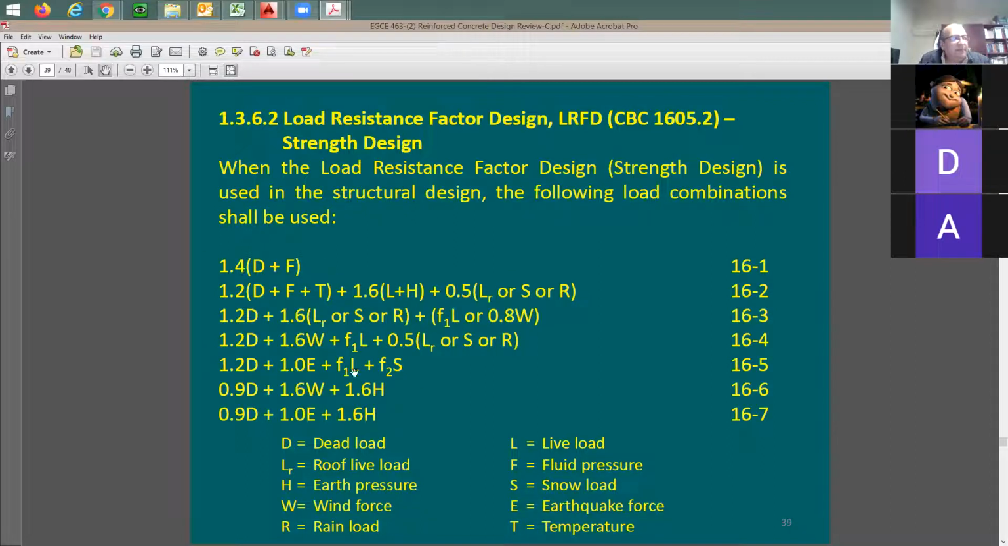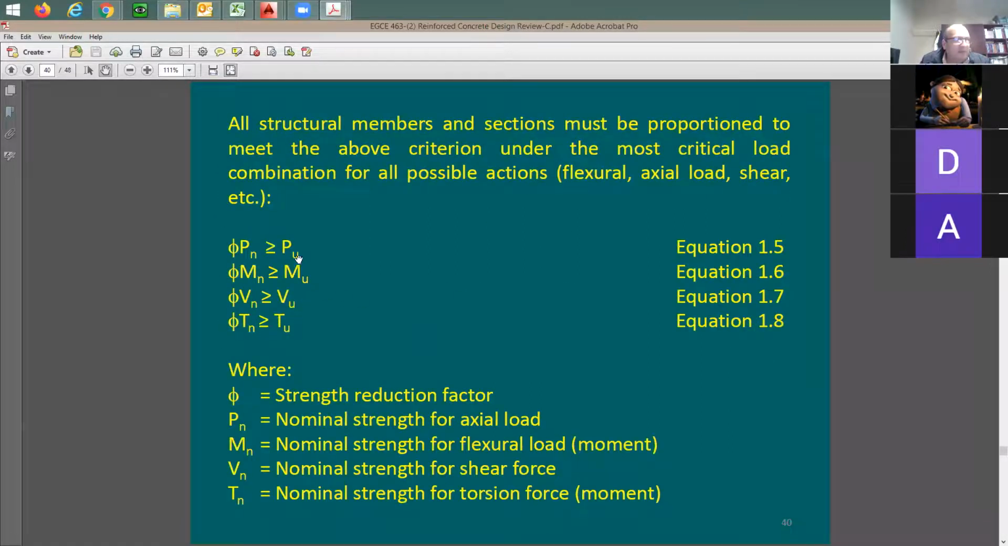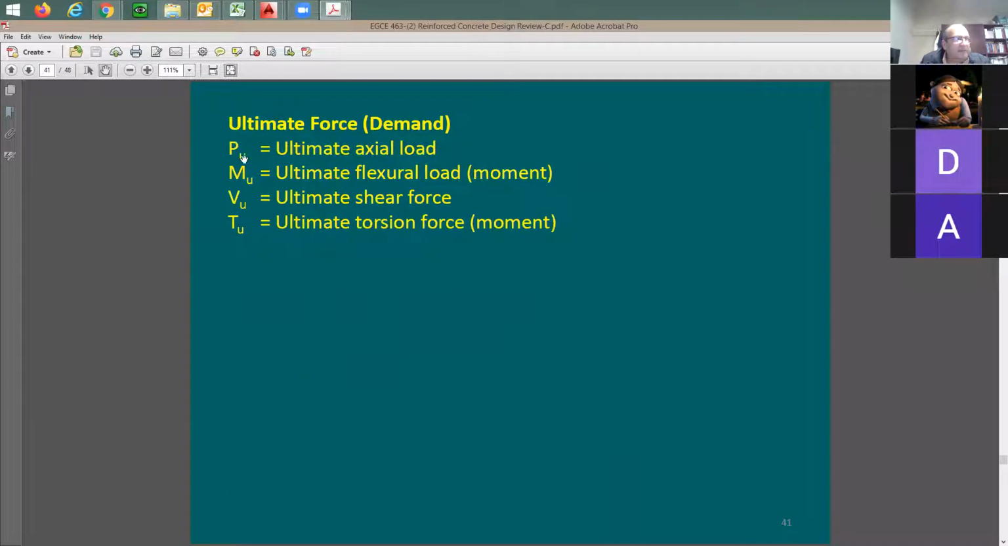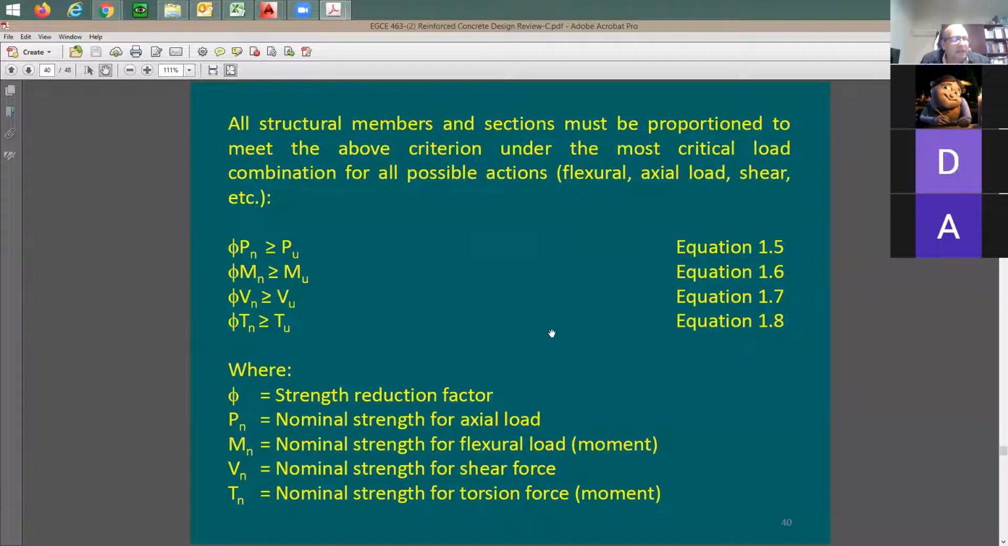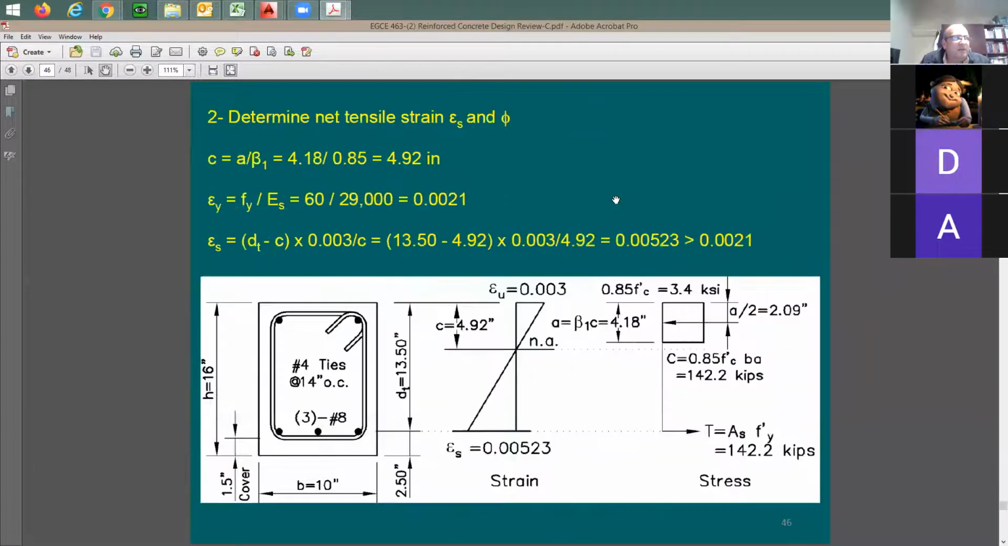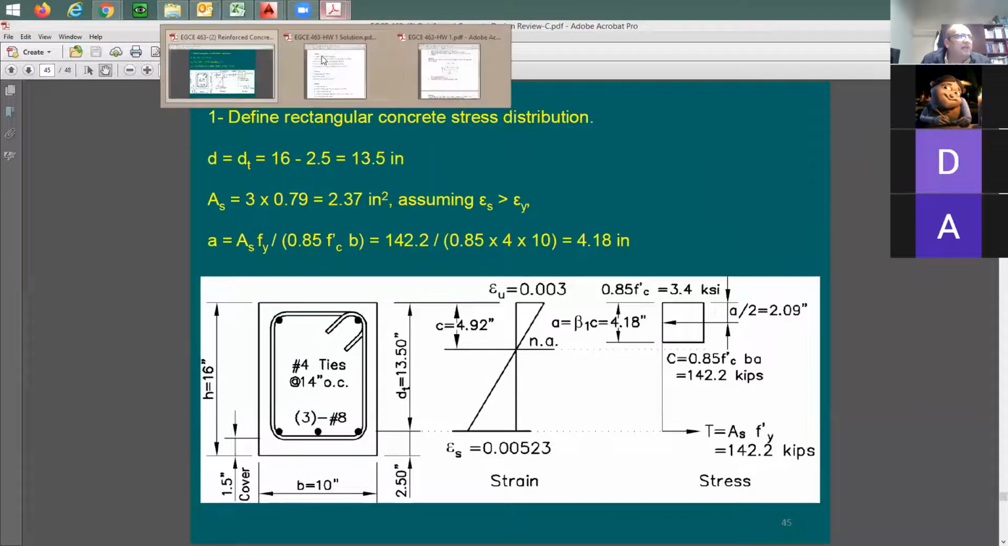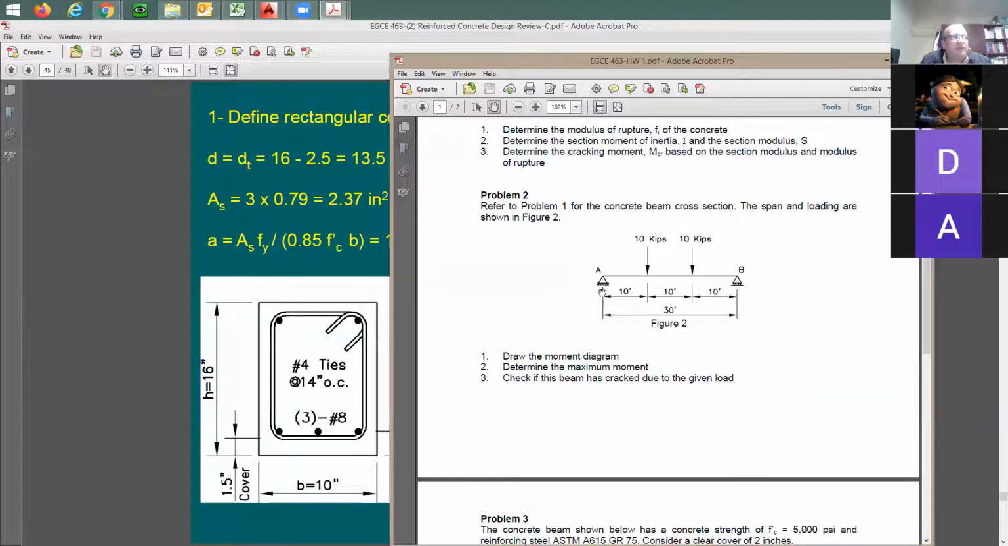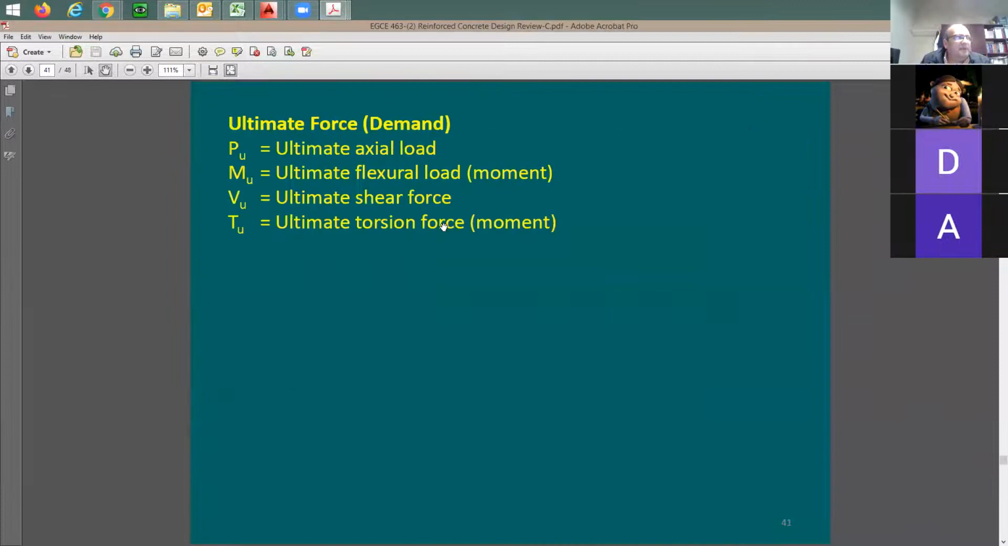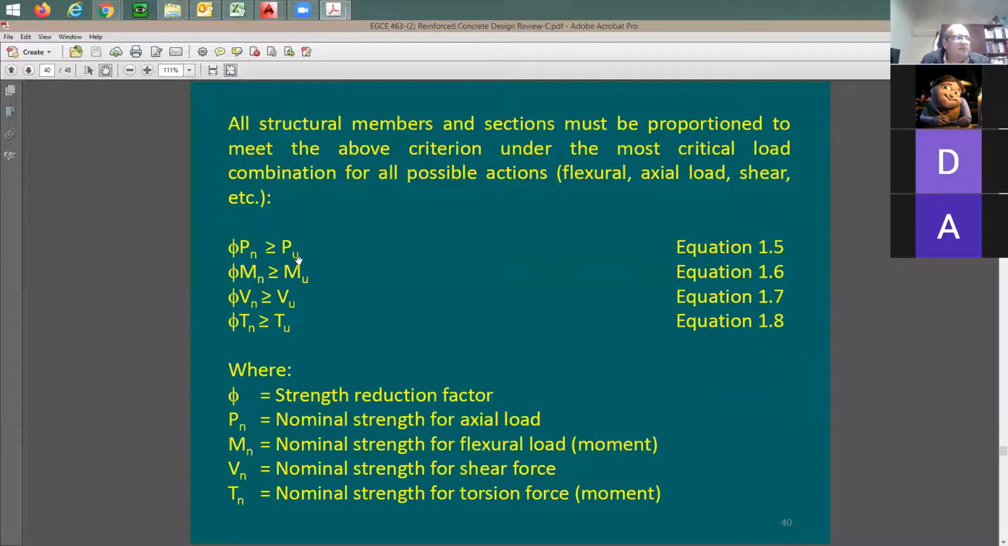So these load combinations determine the demand, which is the ultimate. This U sub u here means the ultimate. This is a demand, and this is going to be based on the given information. What given information am I talking about? Dead load and live load. I'm going to give you your dead load and live load, and based on this, you figure out the demand, which is this piece of U. So demand is going to be on this side.